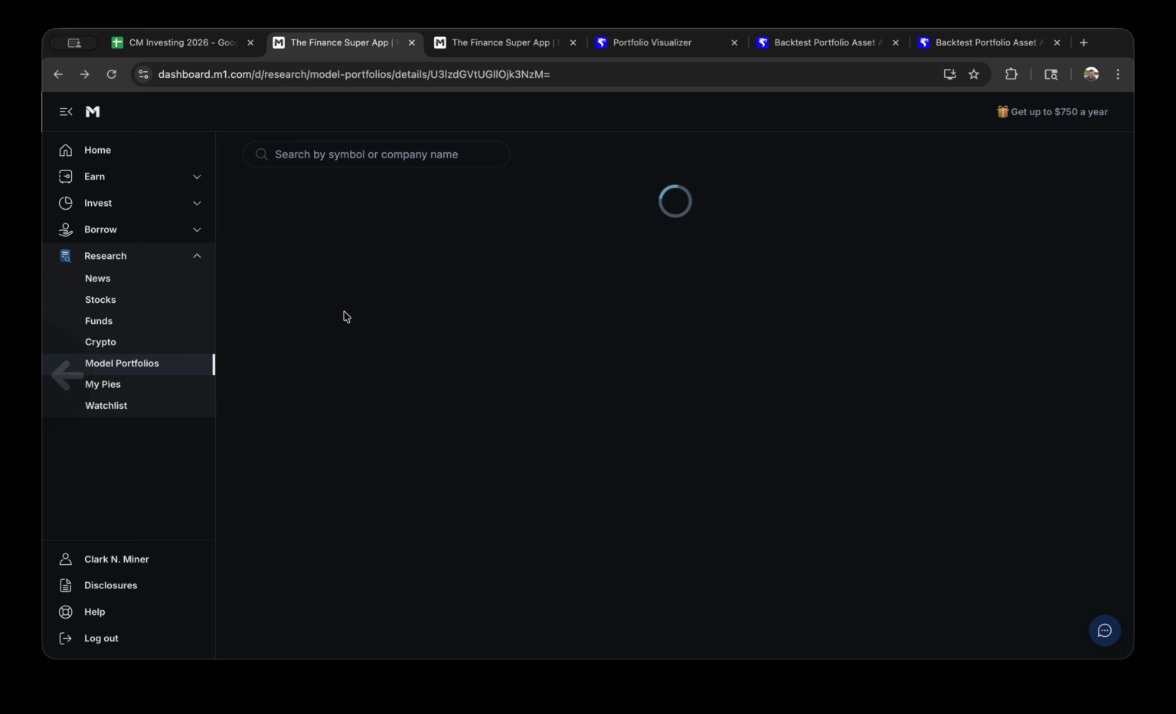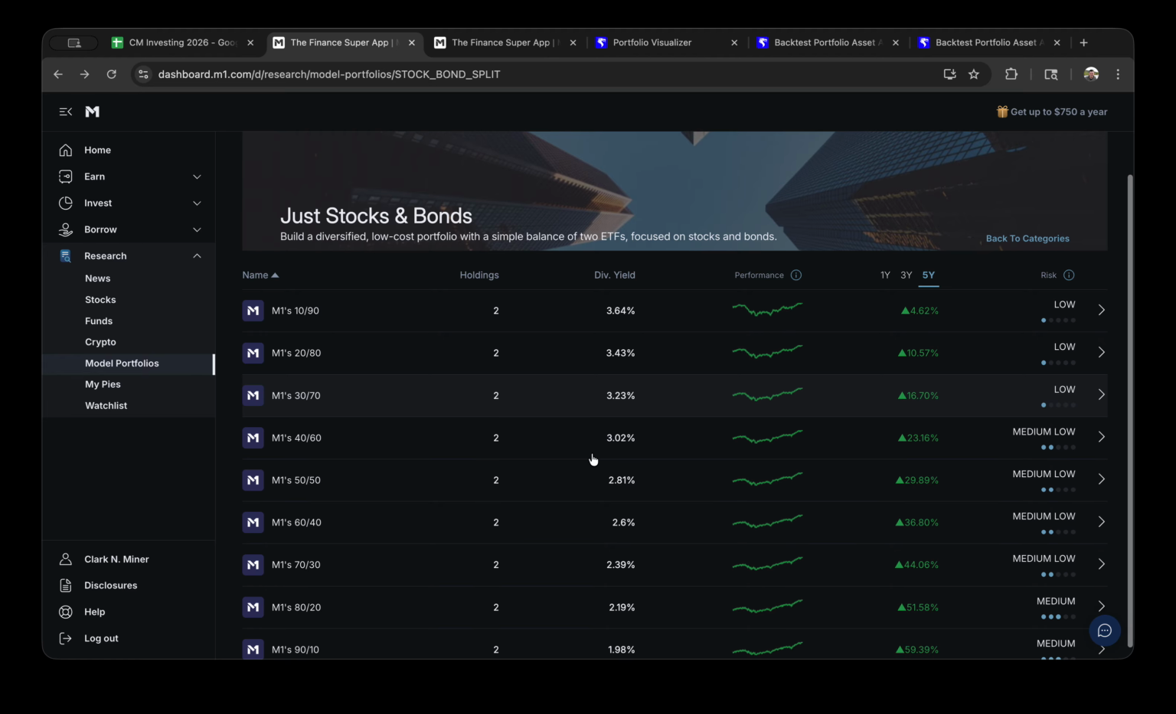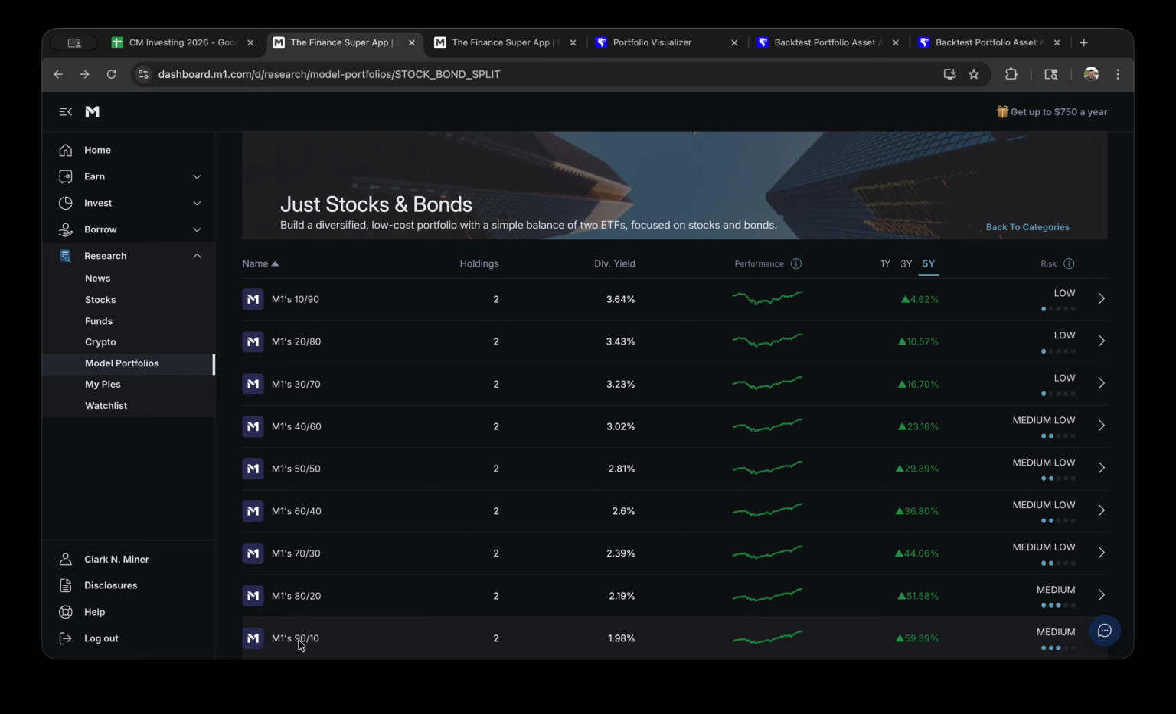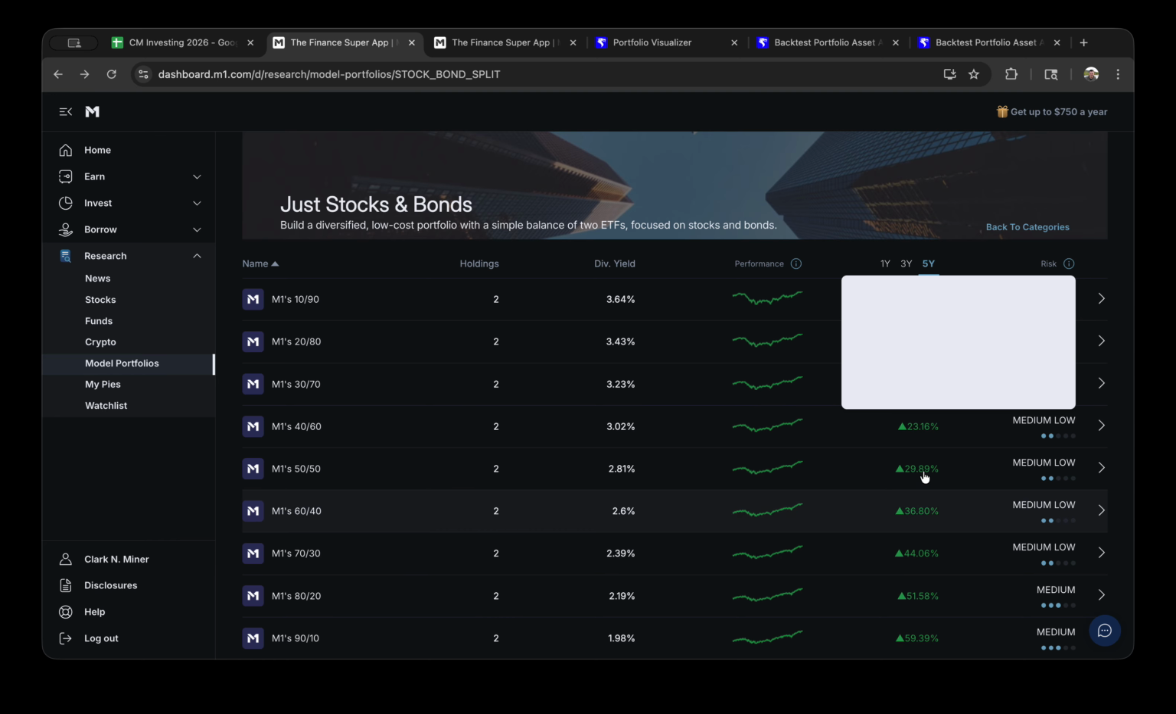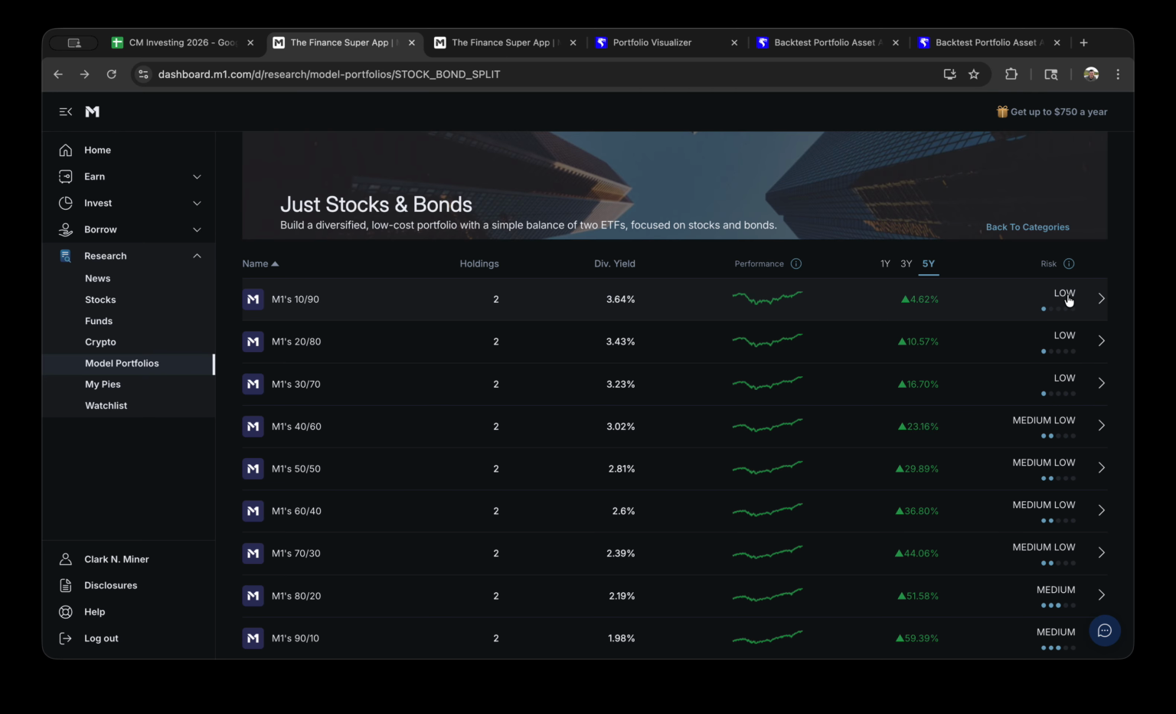Or you can do this one the other way around. 90% of your money goes to stocks, 10% of your money goes to bonds. You can see right here, it kind of says risk. If you have more bonds, it'd be lower risk. If you have more stocks, it'd be like medium risk. So one thing you can do is look at all these different model portfolios.